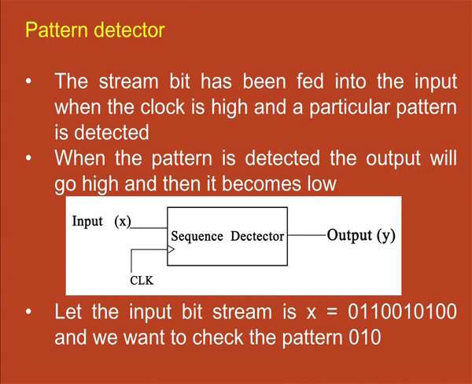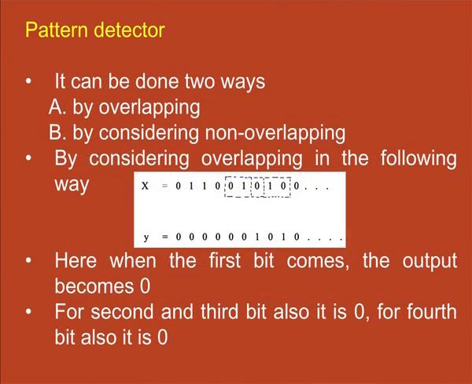To understand this in a better way, let us consider the following example. Let the input bit stream be represented by x, equal to 0 1 1 0 0 1 0 1 0 0, and we are interested in finding the pattern 0 1 0 in this bit stream. Now, it can be done in two ways. The first way is by considering overlapping of bits while detecting the pattern 0 1 0, or by considering non overlapping of bits.